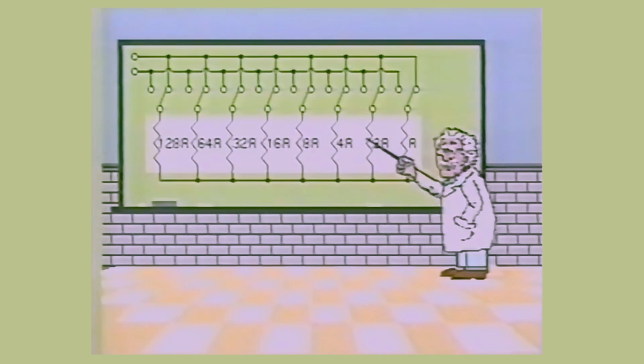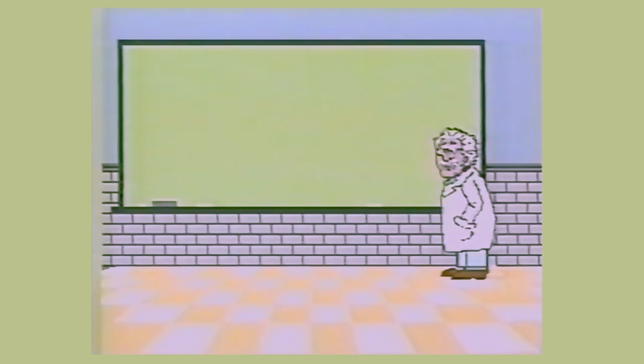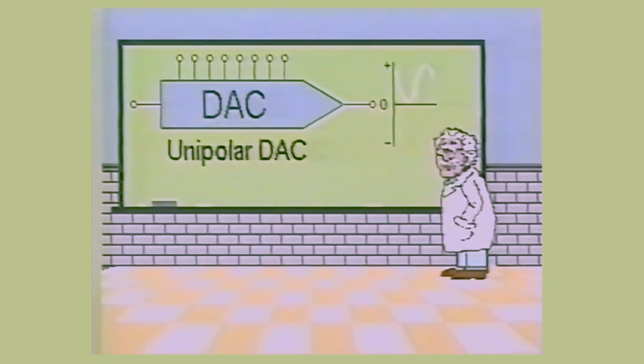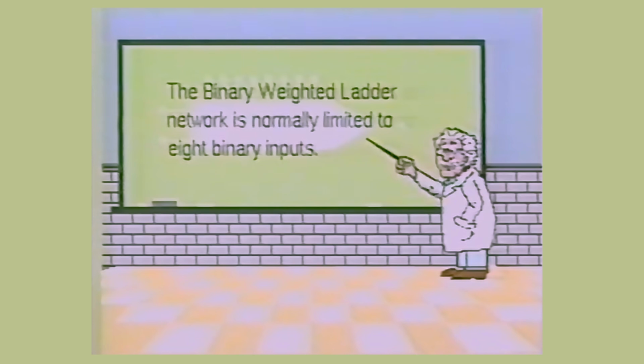The resistors in the binary weighted ladder configuration double in value as they go from the most significant bit to the least significant bit. The unipolar DA converter will generate an analog output of one polarity only. The bipolar DA converter, on the other hand, will generate an analog output capable of both positive and negative output signal levels. The binary weighted ladder network is typically limited to 8 binary inputs. This is due to the fact that the value of the least significant bit resistor becomes too large, thus not allowing sufficient current to flow into the op-amp to facilitate a change at the output.